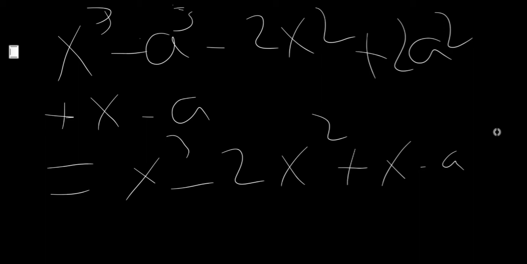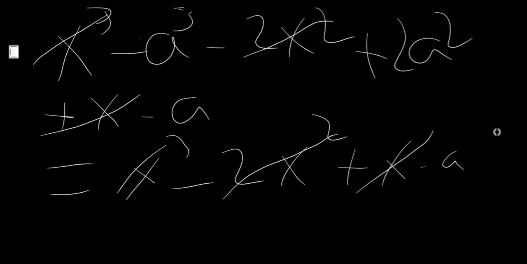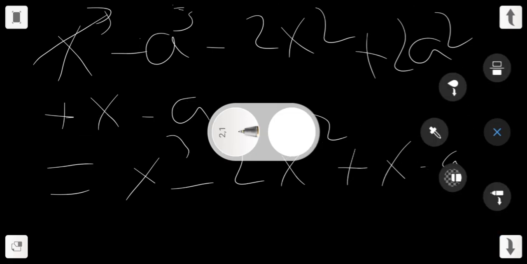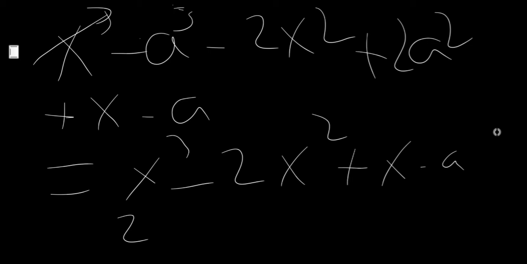So let's put the parts together. Look, x cubed, minus 2x squared, and plus x minus a. So everything is here but the 2a squared and a cubed. So this term must cancel with this term because we don't have it in the other function, right? So it must cancel. So 2a squared minus a cubed should be equal to 0, right?